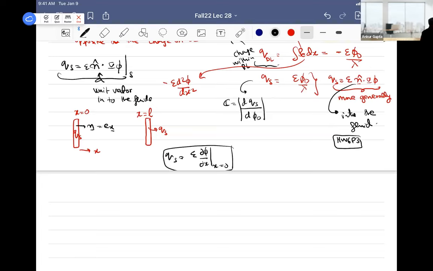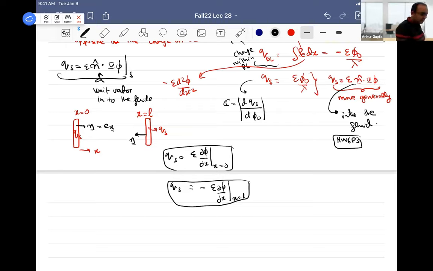Now, what would be my boundary condition on the other side? Anybody want to suggest? Opposite, right? Because the normal is now pointing to the negative. So this will become QS is equal to minus epsilon del phi by del X at X is equal to L. Okay. So don't forget this boundary condition. The reason is because you will use this on a spherical system in your homework 6 problem 3. So you will use this in your homework 6 problem 3.